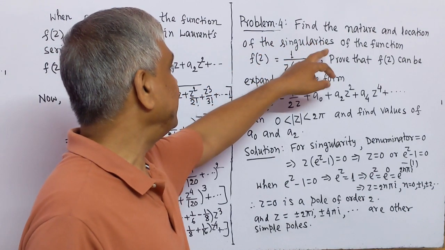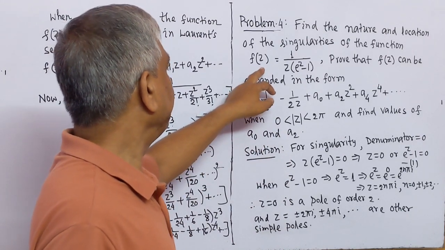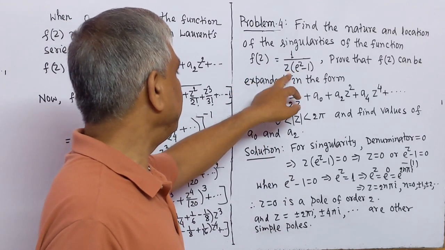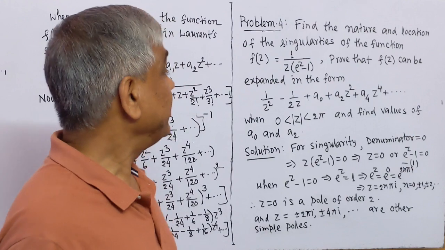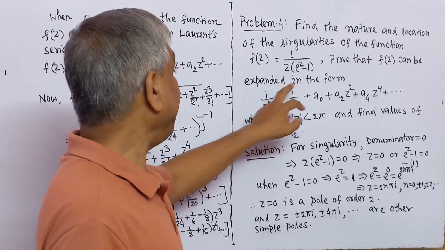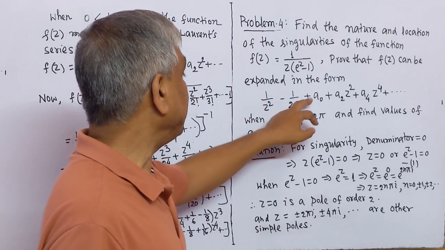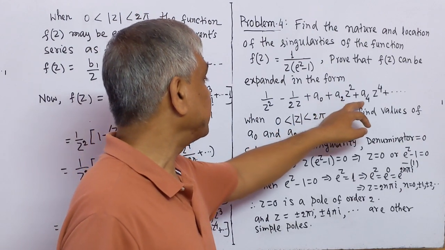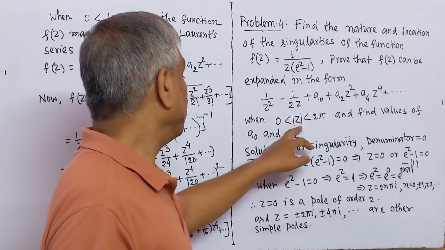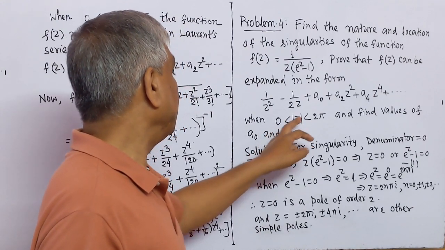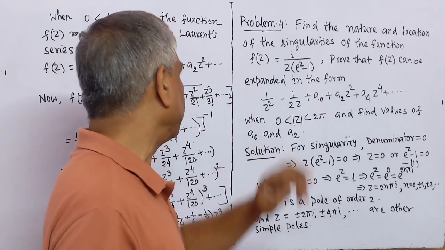The problem is: find the nature and location of singularities of the function f(z) equal to 1 by z times (e to the power z minus 1). Prove that f(z) can be expanded in the form 1 by z square minus 1 by 2z plus a naught plus a2 z square plus a4 z to the power 4 plus dot dot dot, when modulus of z is greater than 0 and less than 2 pi, and find the values of a naught and a2.